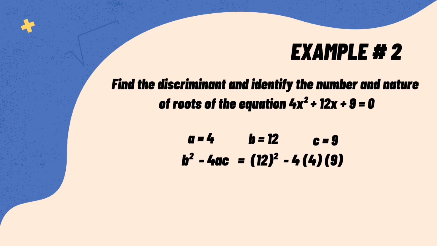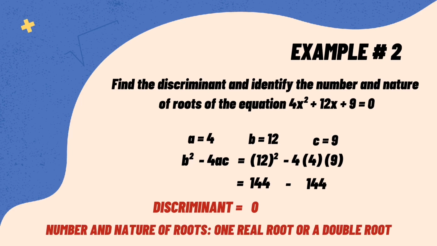Next step is to simplify this expression. 12 squared is 144. 4 times 4 is 16. Times 9 is 144. 144 minus 144 is equal to 0. Therefore, our discriminant is 0. Since we have 0 as a discriminant, then the roots of our equation 4x squared plus 12x plus 9 is equal to 0 have one real root or a double root.